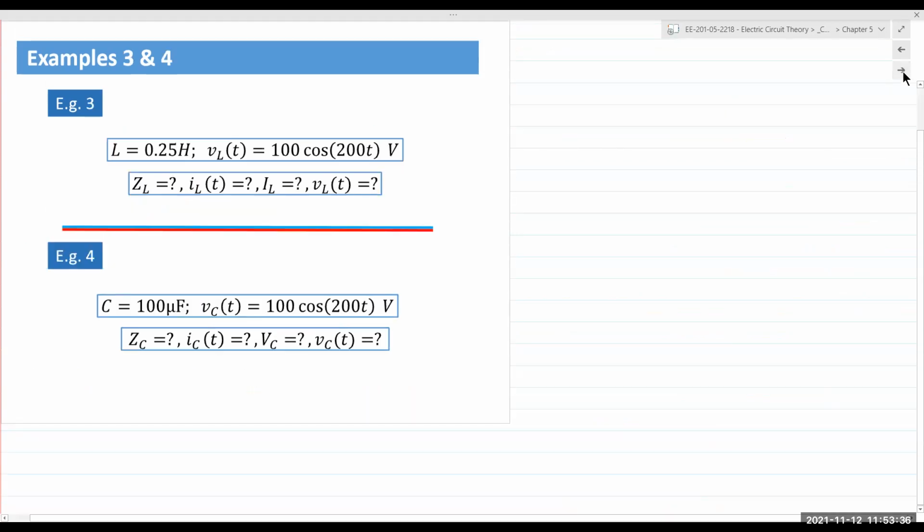Examples 3 and 4. So in examples 1 and 2, we simply looked at what we need to do to add or subtract sinusoidal waveforms. Here we are applying a voltage to an inductor and a capacitor. Both problems are very similar, no different. We don't need to find VL of t or VC of t. It's already given to us.